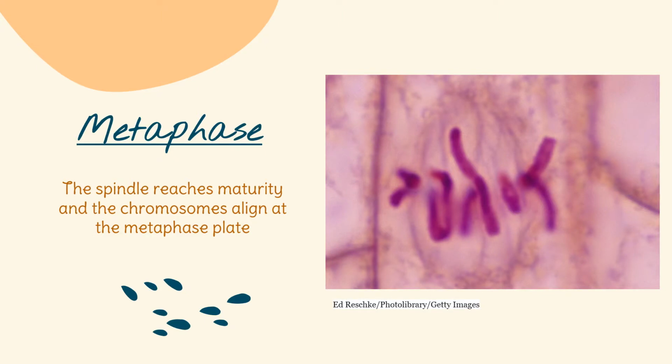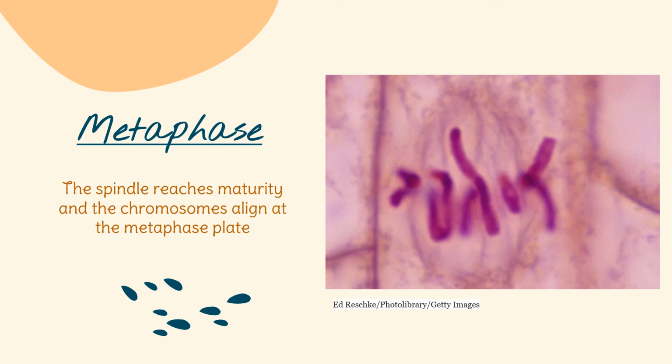Next is the next phase, metaphase. In metaphase, the spindle fibers are set and the chromosomes lie at the metaphase plate. That is a plane that is equally distant from the two spindle poles. During this phase, a number of changes occur. First, the nuclear membrane disappears completely.